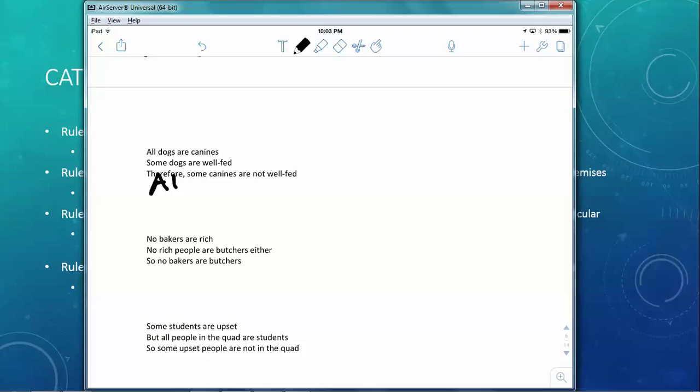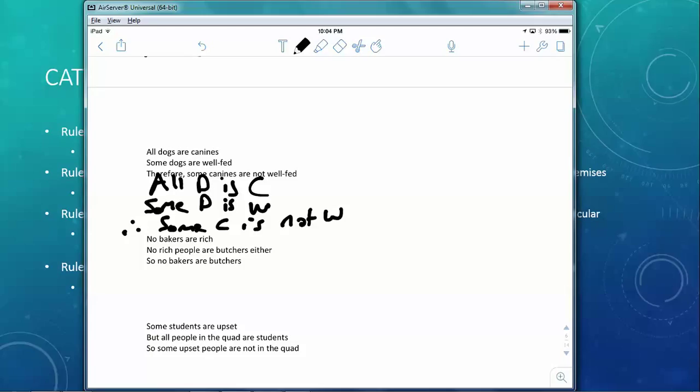All D is C. Some dogs are well fed. Some D is W. Therefore, some C is not W. This is one of those that it's so hard to find one that makes it sound legit, but it's not legit. So let's check it out.